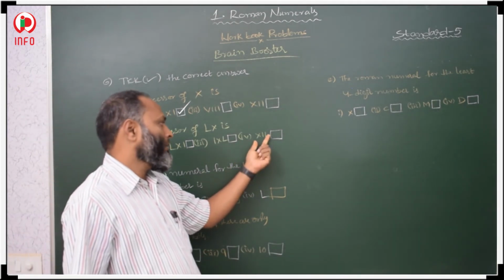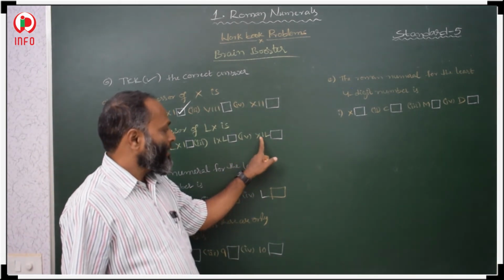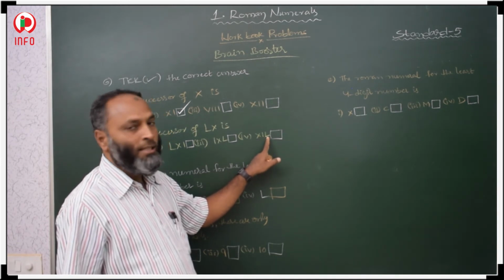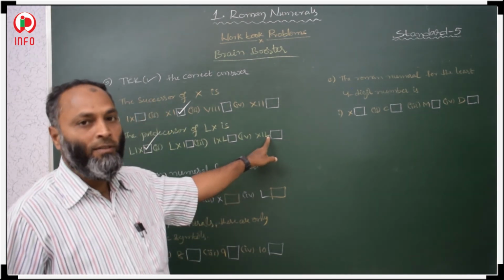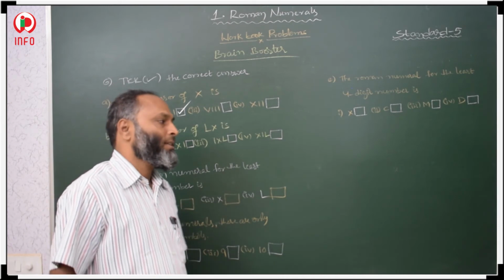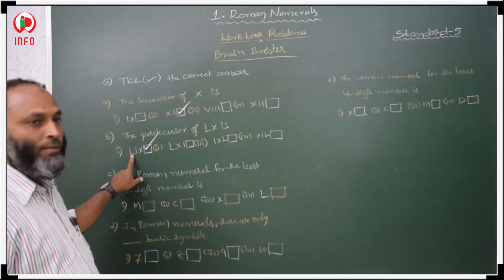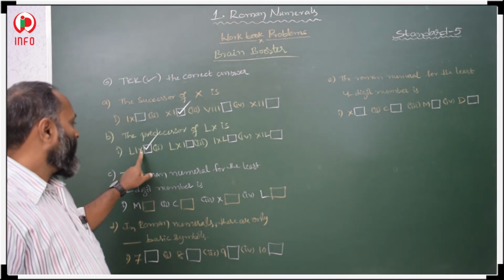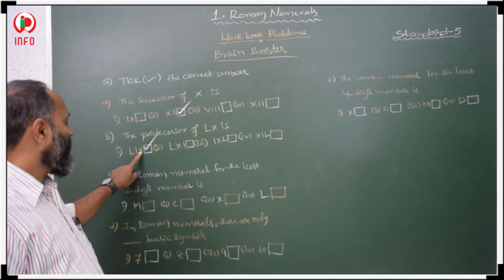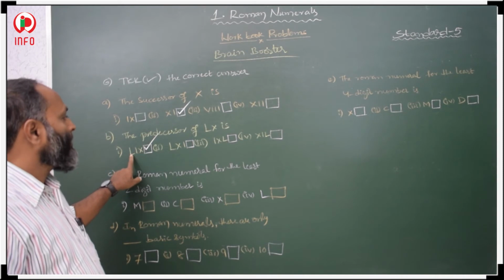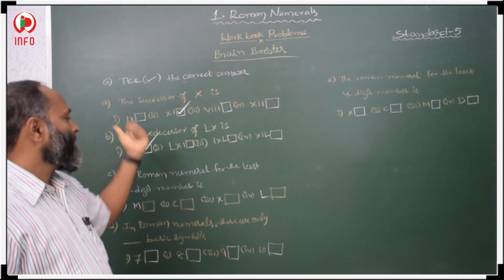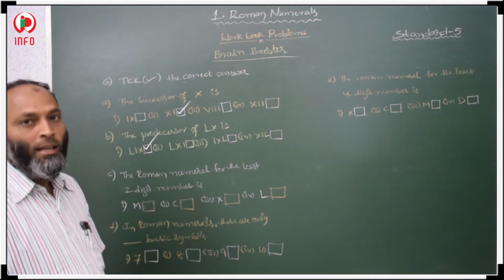This is not a suitable answer. This is 9, this is 11 and L, this is 61. Actually this 61 is not the correct representation. So your answer is LIX. L means 50, IX is the representation of 9. So 50 plus 9 is 59. The predecessor of 60 is 59. This is the right answer.